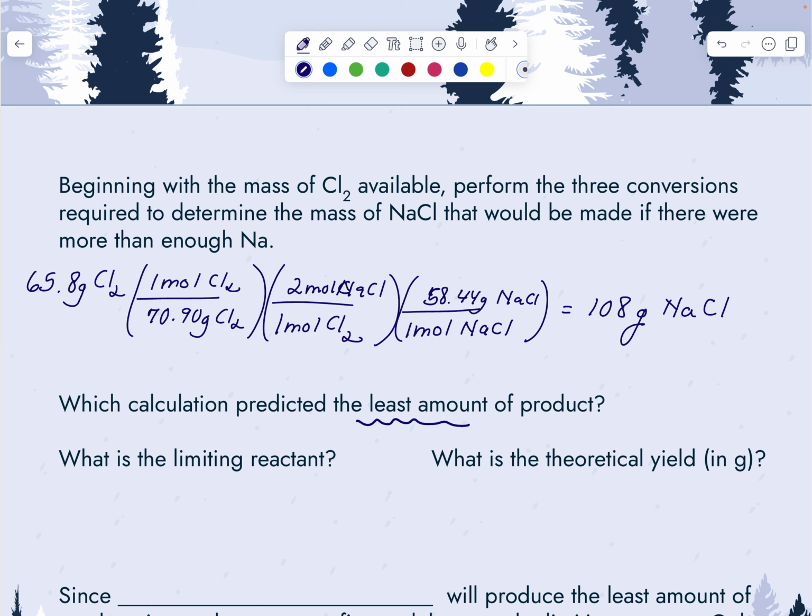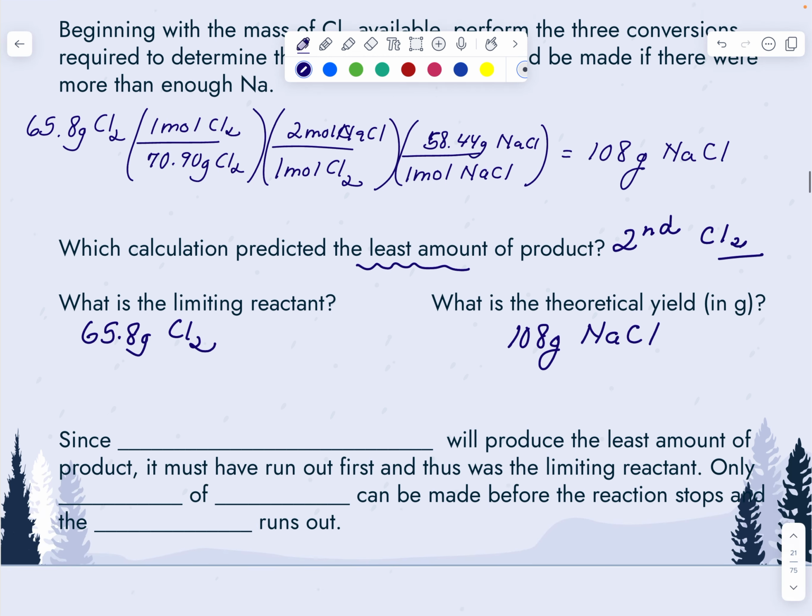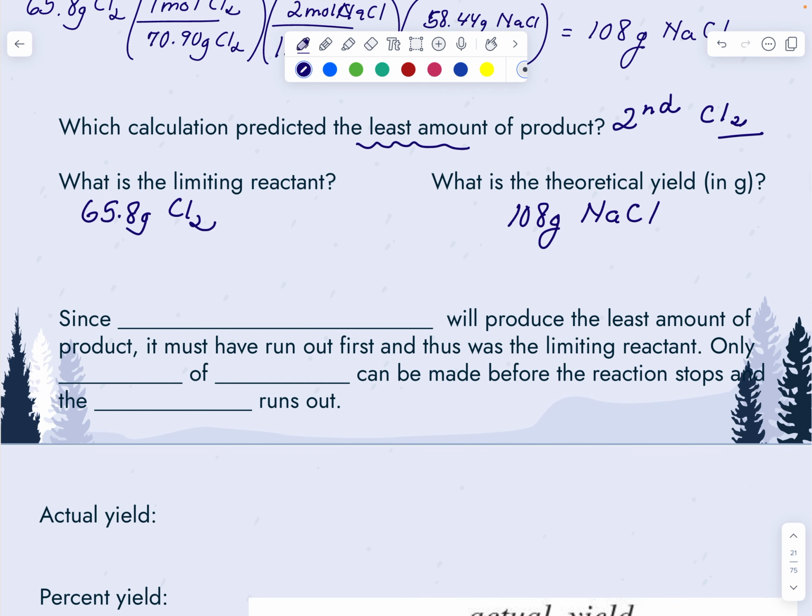So which calculation predicted the least amount of product? This second calculation, right? The one in which we used Cl2 as my starting material. So that means that was my limiting reactant. The 65.8 grams of chlorine was my limiting reactant. What was my theoretical yield? That's that 108 grams of NaCl, right? Yield must be a product. NaCl is the product. So now let's write a concluding statement.